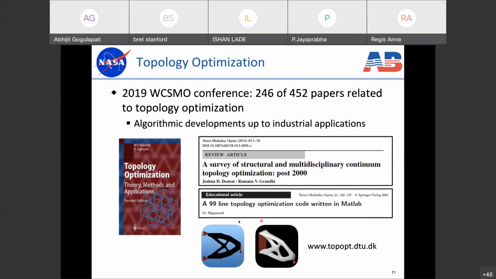And then there's also some apps, some smartphone and tablet apps that are out there. Also a DTU product for 2-dimensional and 3-dimensional topology optimization. So there's a lot of good resources out there for people who are looking to get involved in this research topic.